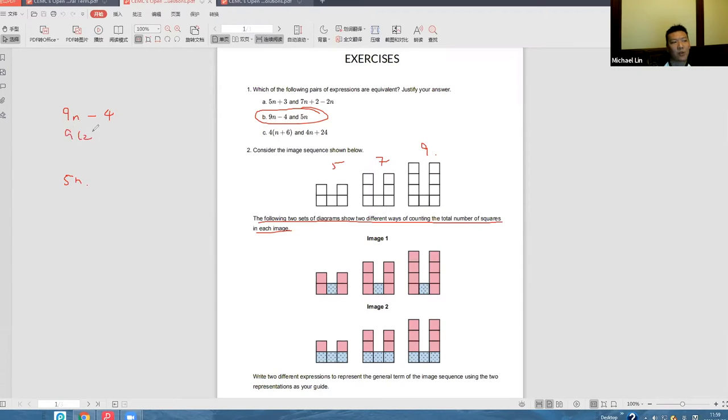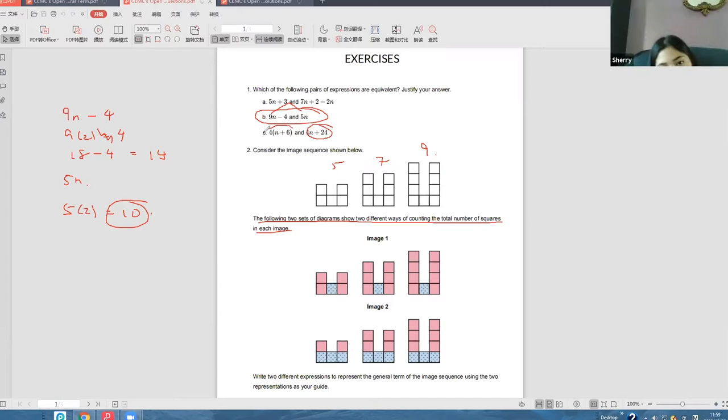But if you try 2, this is 18 minus 4, which is 14, right? 5 times 2 only gives me 10. So it starts to break down as soon as we try the other term values. So unfortunately, these two are not equivalent, okay? And it's obvious they're not equivalent as well because the numbers are completely different. When something is equivalent, the numbers should work out to be exactly the same after we expand it. Does that make sense? Yes, thank you.